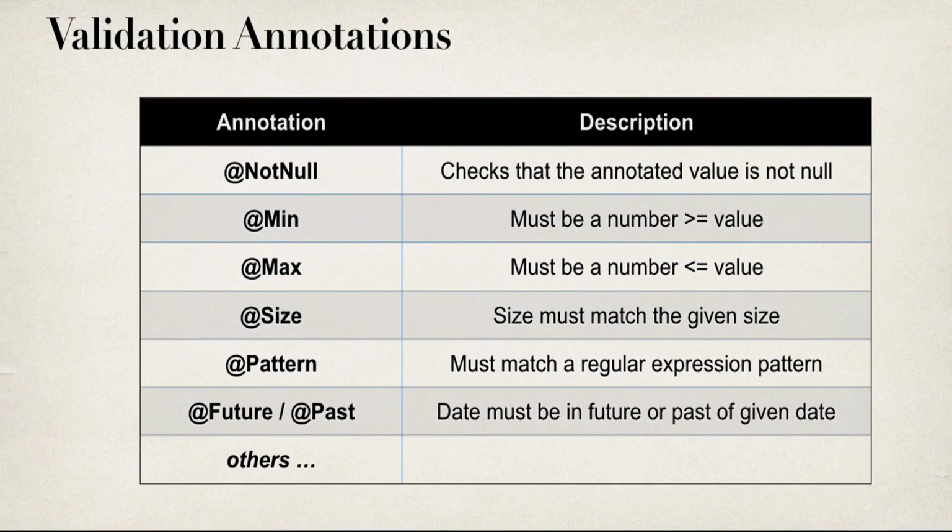All right, so let's take a look at some validation annotations. And these are all fairly self-explanatory, but I'll go through them. @NotNull makes sure that the given value is not null. @Min and @Max basically apply to a number to make sure it falls within a given range. You also have @Size to make sure that the value matches a given size as far as the number of characters or the number of digits. You can also apply regular expression patterns using @Pattern. And then you have @Future and @Past. These apply to dates, so the date must be in the future or it must be in the past. And there are also some others.